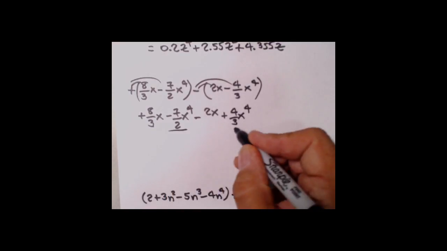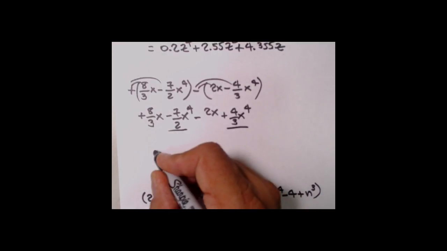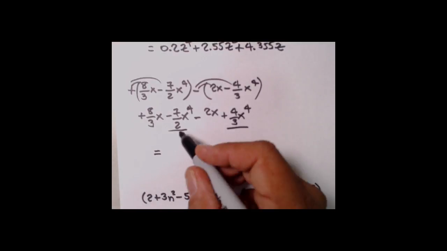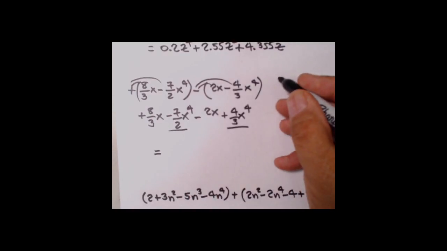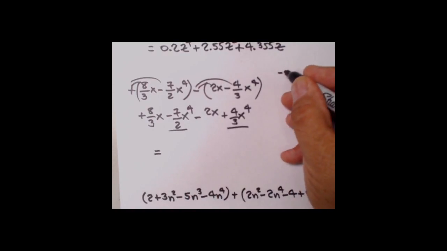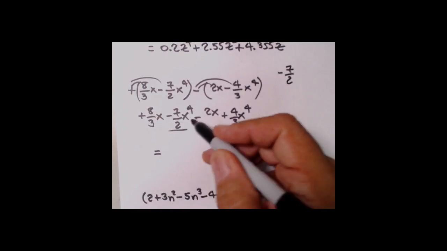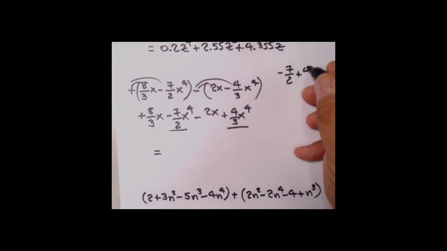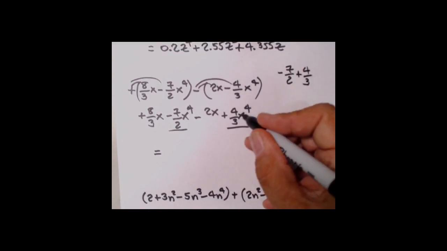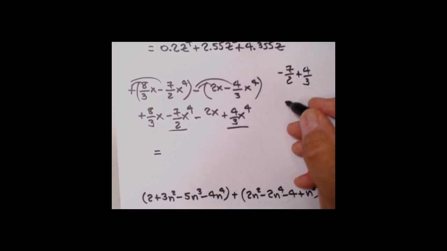So these are the first ones I'm going to write down in the answer. Well, here's the first problem: I don't have a common denominator. So over on the side here, I have a little bit of room. Let's work on this. Here's the negative 7/2 coefficient of this x to the 4th, and here's the plus 4/3 coefficient of the other x to the 4th. Well, the LCD is 6.